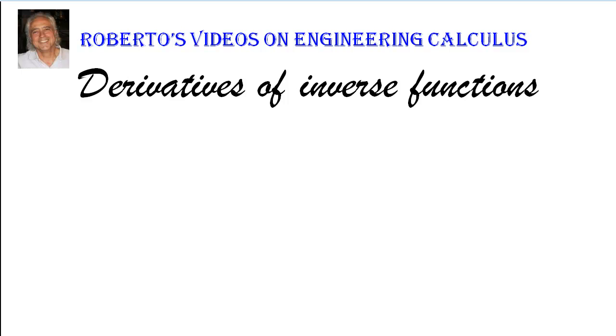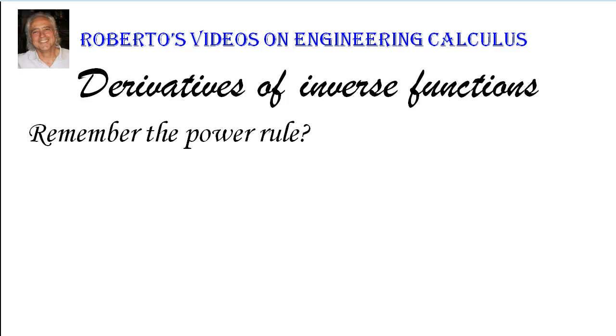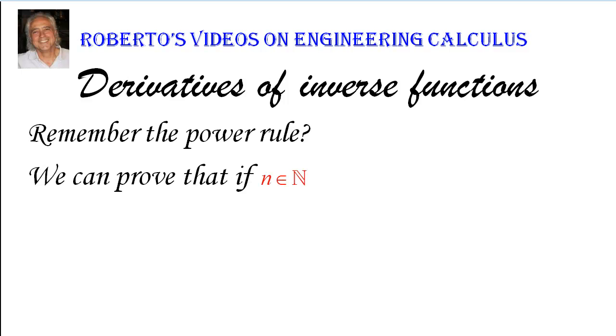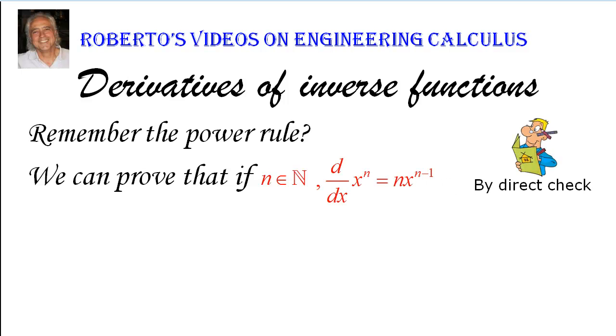But I want to give you a little bit of a motivational example. Now, remember the power rule? Well, we know what it looks like, and in fact, we have been able to prove it in some cases. For instance, if we look at a natural number, which means 1, 2, 3, 4, 5, etc., positive integer numbers, then we can prove that the power rule works by simply direct check, which means use the definition of derivative. Well, with low powers, all we need to do is use the definition of derivative, expand the power, do the appropriate simplifications, and get to the answer.